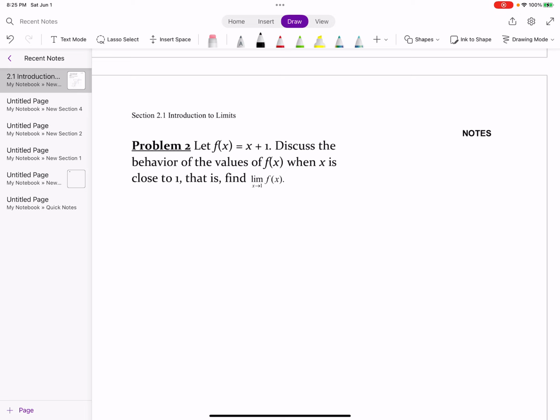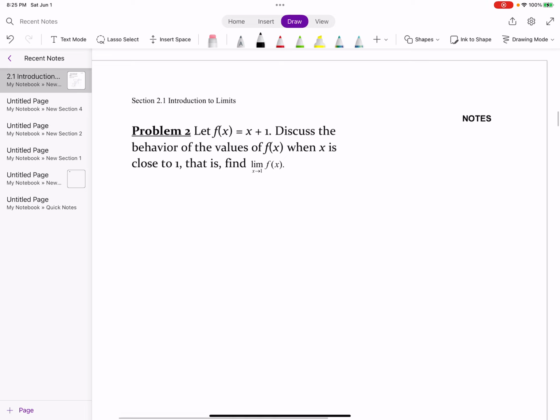Now let's see this one. It is similar. You can sketch the graph of this one. Let's sketch this one.